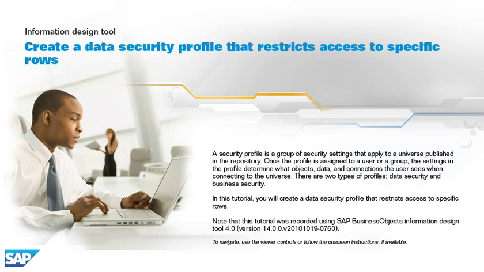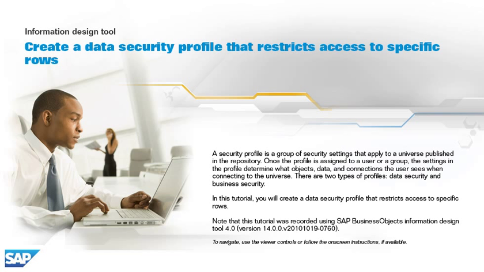A security profile is a group of security settings that apply to a universe published in the repository. Once the profile is assigned to a user or a group, the settings in the profile determine what objects, data, and connections the user sees when connecting to the universe. There are two types of profiles: data security and business security.